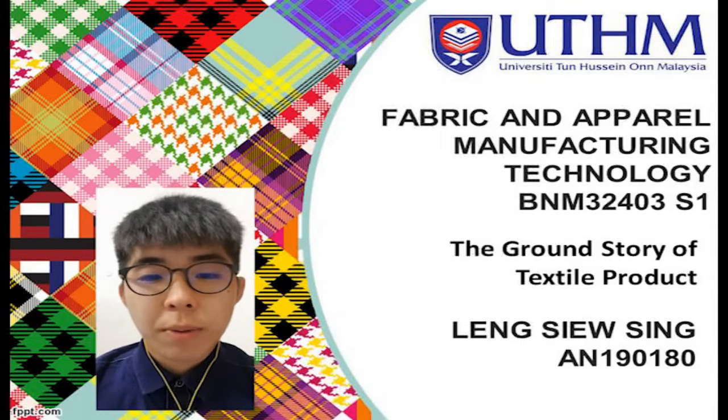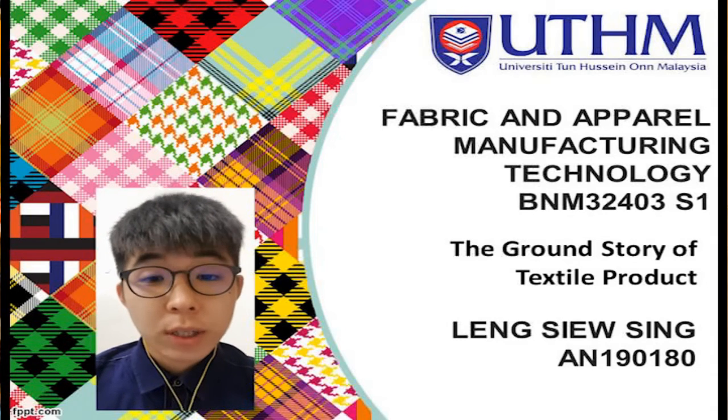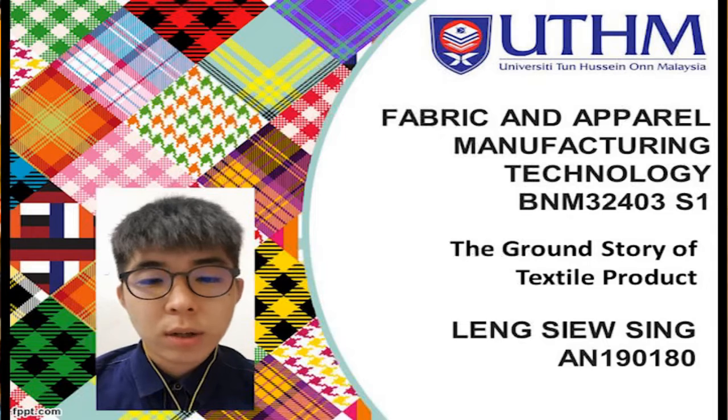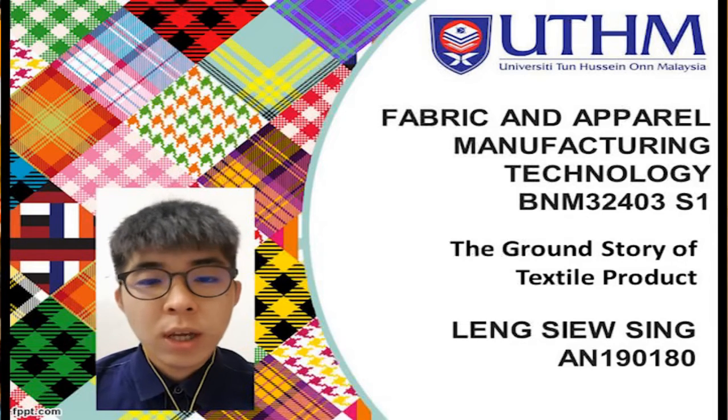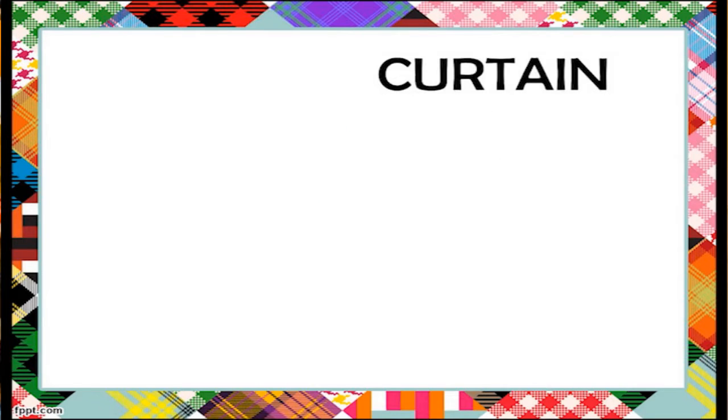I'm from Fabric and Apparel Manufacturing Technology Section 1, and this video is talking about the ground story of the textile product. After you finish watching this video, you will understand how a textile product is produced from 0 to 100. Without wasting time, let us start our video. The product that I selected is curtain.